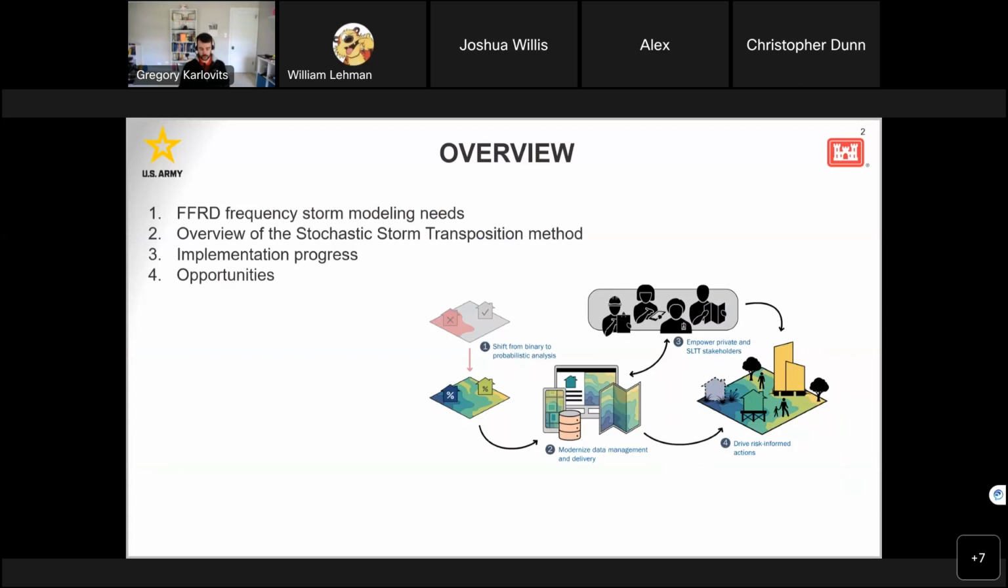The data management delivery part of it is also important because the framework that we have, or at least we're proposing, lets us update regularly.